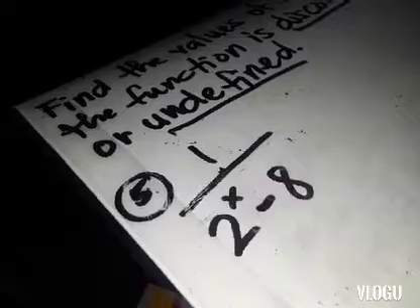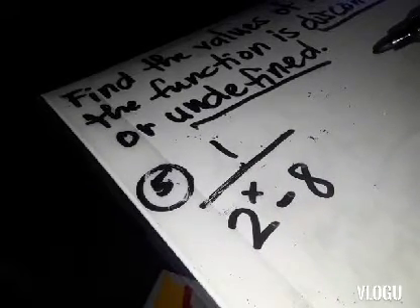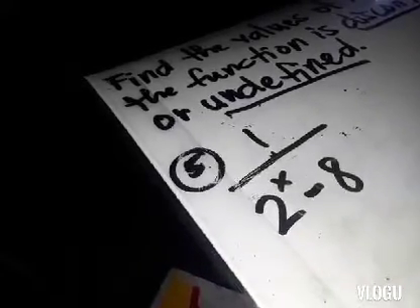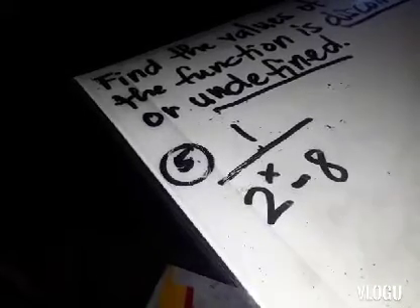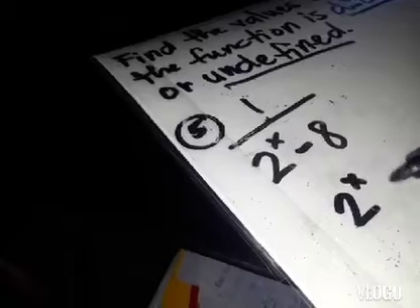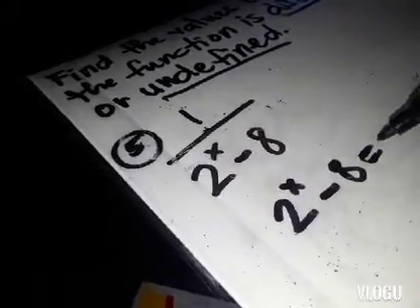Okay, so example number 5: 1 all over 2 raised to x minus 8. So, paano natin i-deal itong problem na ganito? Okay? So, again, copy the denominator. So, meron tayong 2 raised to x minus 8. Equate natin siya to 0.